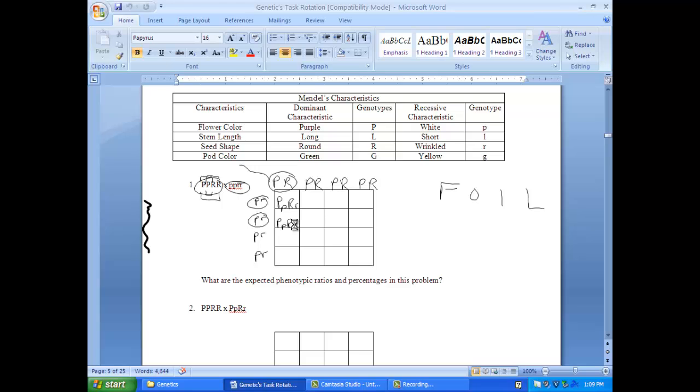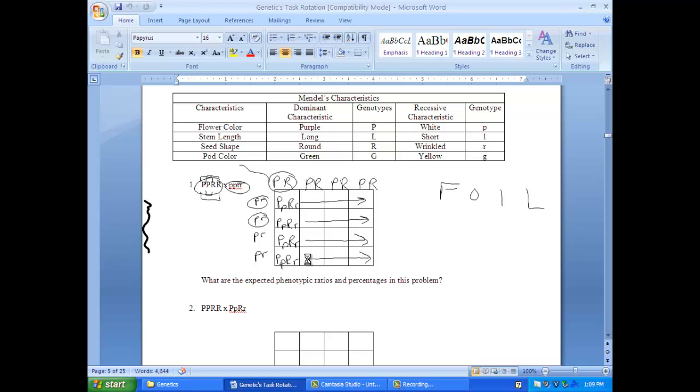So they're all going to turn out to be big P, big R, little r. All right, so I'm just going to do this. And therefore, I'm just going to draw an arrow all the way over, meaning that they're all the same all the way across.